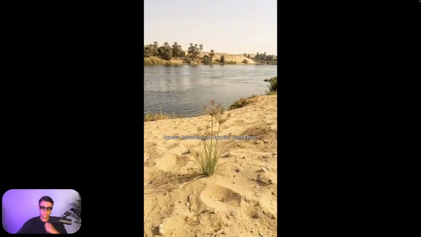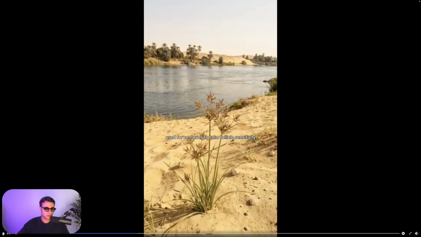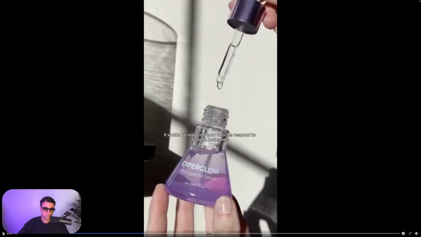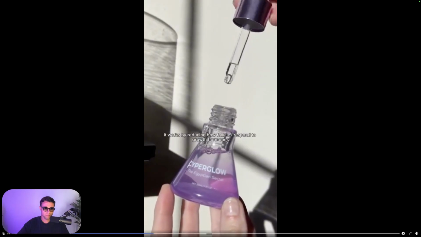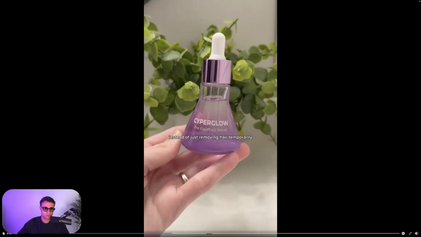Cyperus rotundus is an Egyptian plant extract used for centuries to... And that's the introduction to the mechanism. It's literally just essentially the product, which is the main active ingredient. Calm follicle sensitivity. It works by reducing how follicles respond to growth hormones. This addresses the root cause instead of just removing hair temporarily.